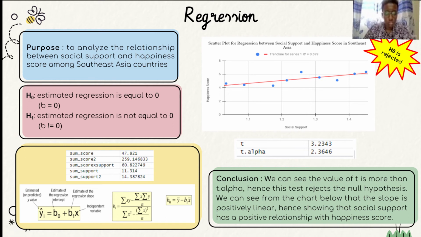We can see from the chart here, it forms a positive sloping line, hence showing that social support has a positive relationship with happiness score. So this is the relationship between them.